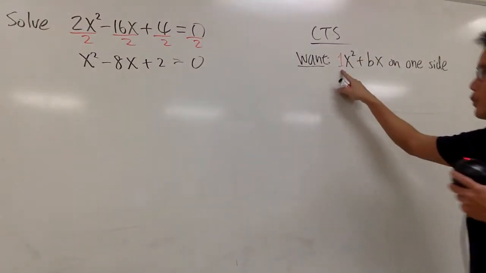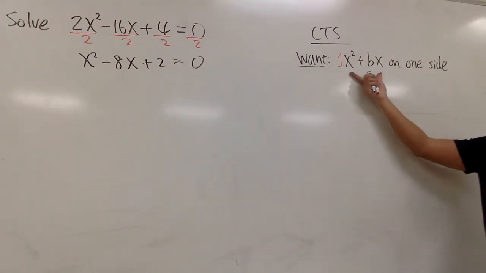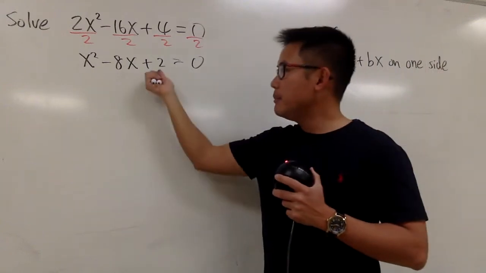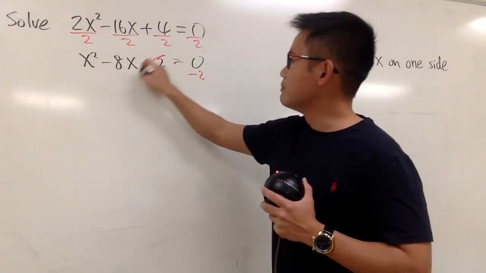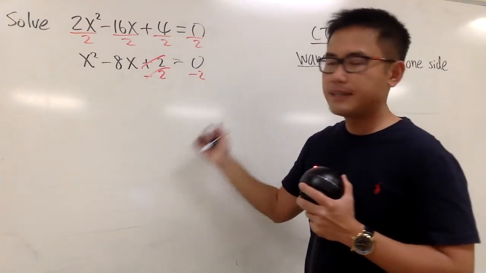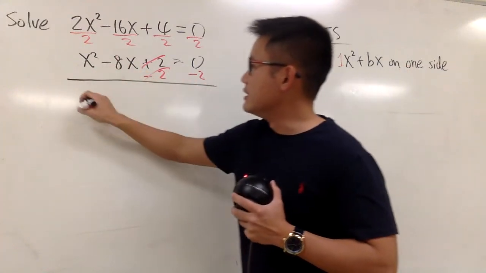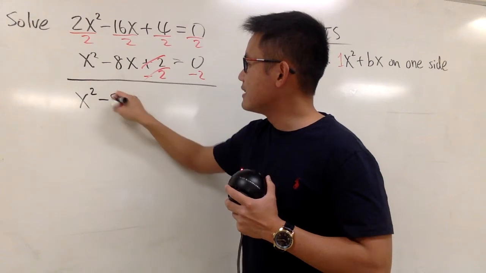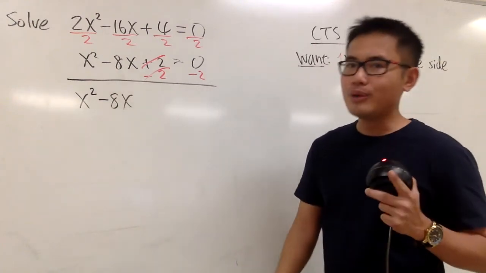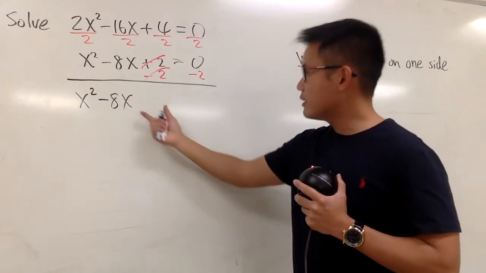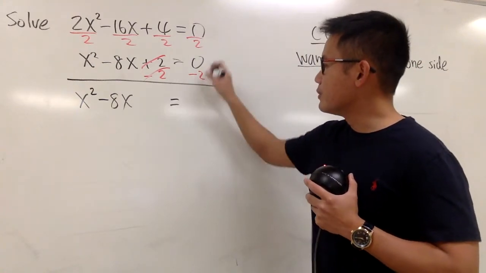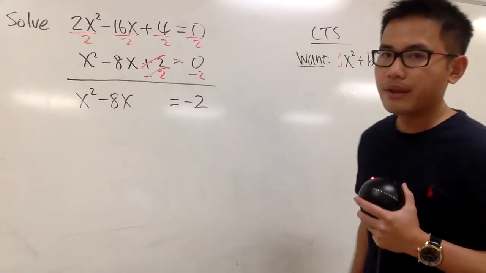So we got the one that we want, and now I just want to have these two terms on one side. Let me bring the 2 to the other side, okay? And to do so, we can just minus 2 on both sides. And then we will see this is x squared minus 8x, and you know we have to leave a space for the magic number. So we leave it right here, and then this is equal to negative 2.